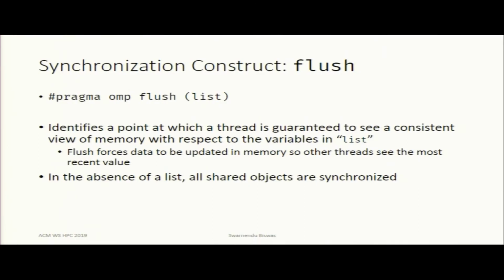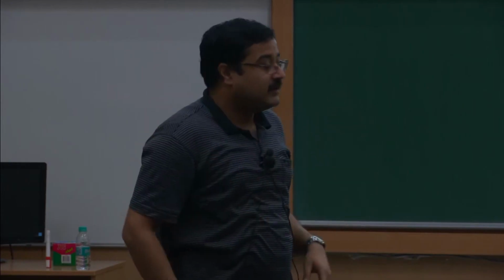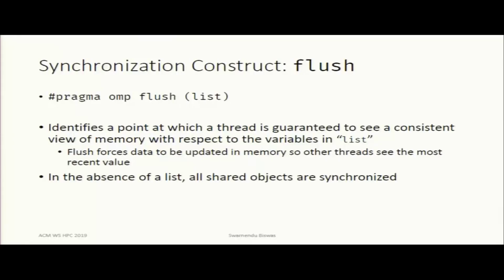What this means is that at this point, the values of A and B that I have will be flushed to main memory, right? And then other threads will have a consistent view of those variables A and B. Flush forces data to be updated in memory so that other threads see the most recent value, right? In the absence of a list, which is optional, all shared objects are synchronized. You don't need to synchronize private objects, obviously, right? If you have a parallel region and you have a private variable, there's no need to synchronize it. You just need to bother about synchronizing shared variables.